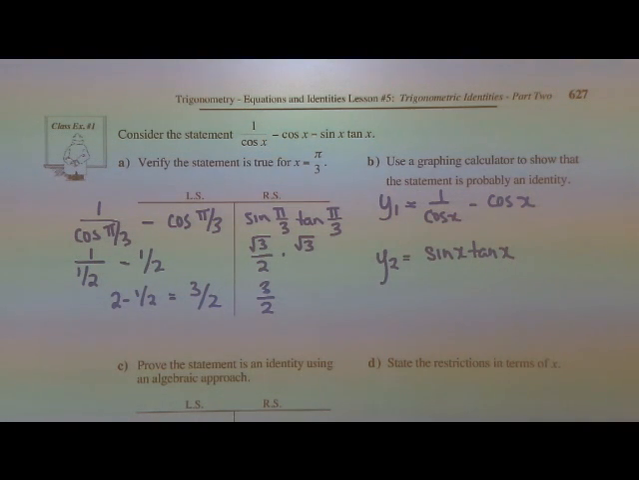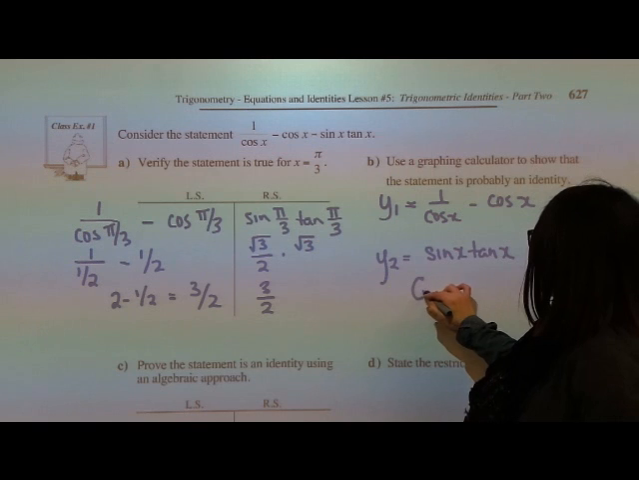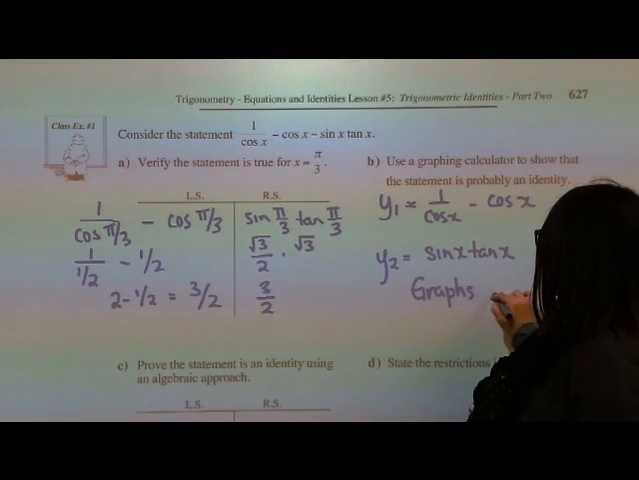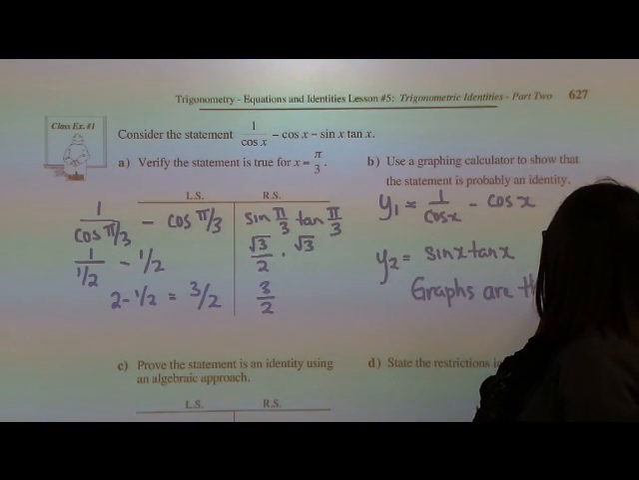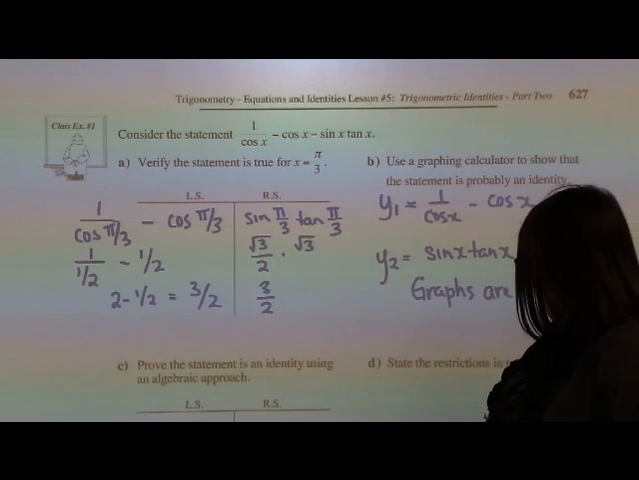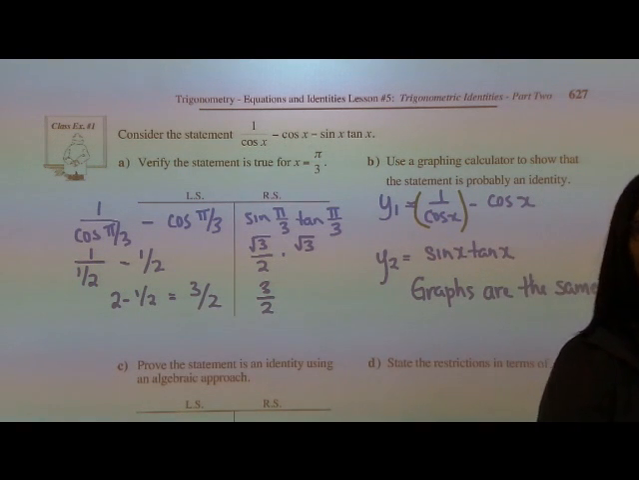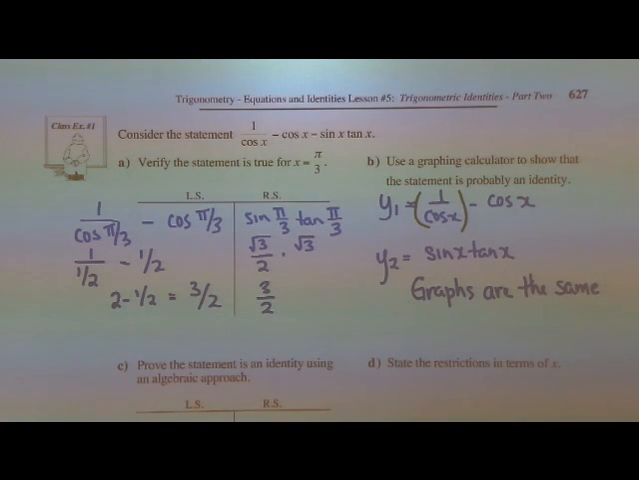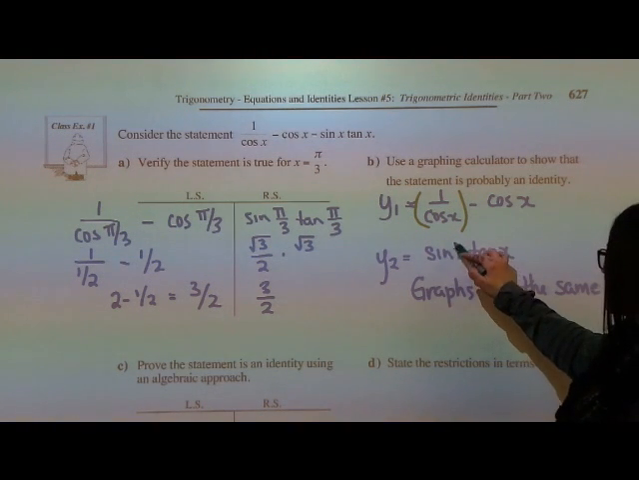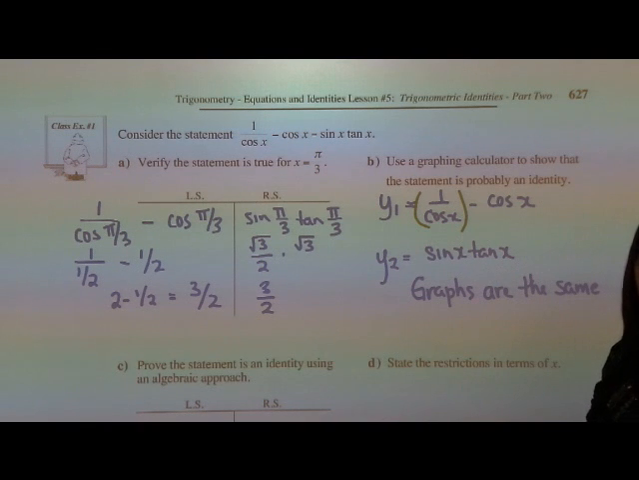And what am I looking for? If they are identities, what will I notice about my graphs? They should be the same. When I go to put this in the graphing calculator, I want to put brackets around this one. Bracket 1 divided by cos x, and then I'll have to close the bracket twice. And with this sine x, make sure you close the bracket around the x.